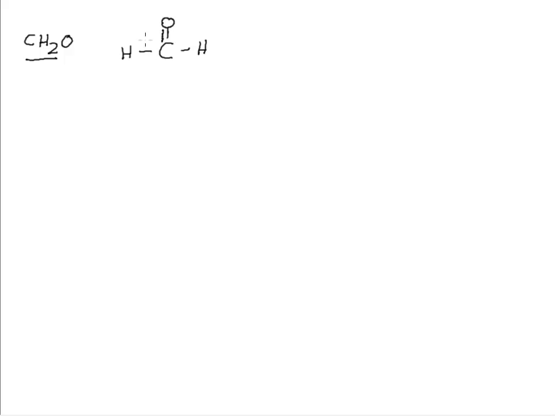Now the carbon has 4 bonds, the oxygen has 2. If we draw on these lone pairs, it now has 2 lone pairs and 2 bonds. So this is a good Lewis structure representation of formaldehyde, often used as a preservative.